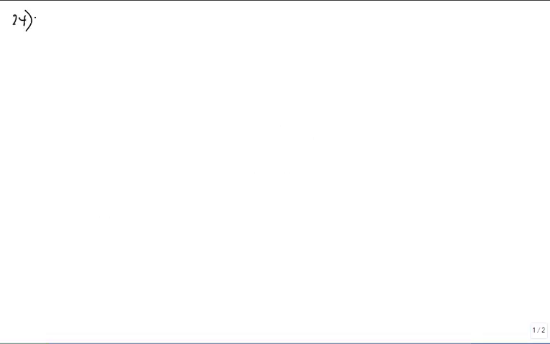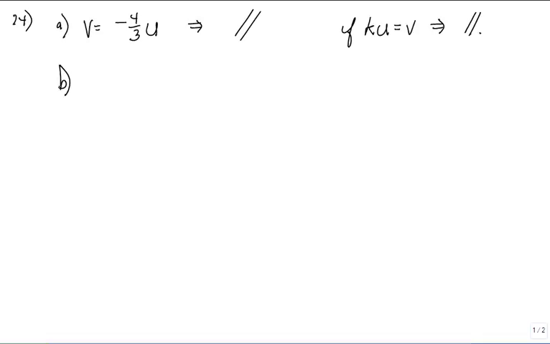Let's look at 24. We have to decide whether they're orthogonal, parallel, or neither. In A, if you look, V is -4/3 times U. So that means they're parallel because they're scalar multiplication of one another. So if kU equals V, then they're parallel. That just means they have different lengths, but they're in the same direction.